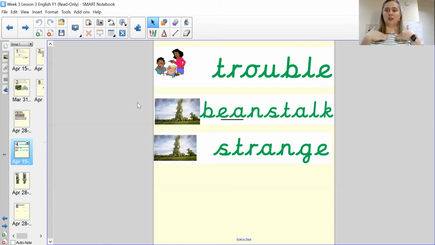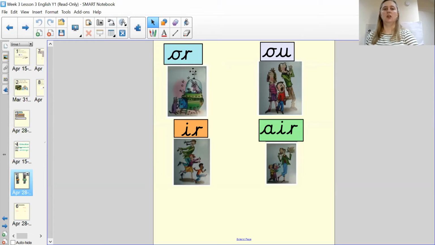Strange. Strange. What does strange mean? Yeah, it means when something's a little bit weird or something's happening that's not quite normal. So it was strange when a giant beanstalk grew up to the clouds, because that doesn't happen normally. Okay, let's recap a few sounds.